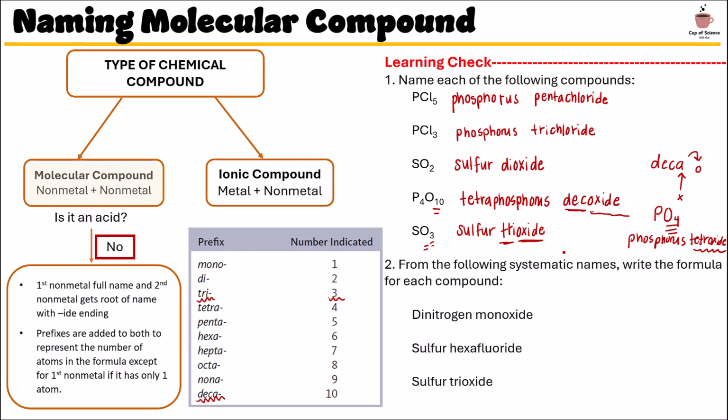Okay, let's try number 2. From the following systematic names, write the formula for each compound. This is pretty easy. It says dinitrogen monoxide. Dinitrogen means there's 2 of the nitrogen. Monoxide means there's only 1 oxygen. Now you try the next 2 and come back and check the key. And here is the key.